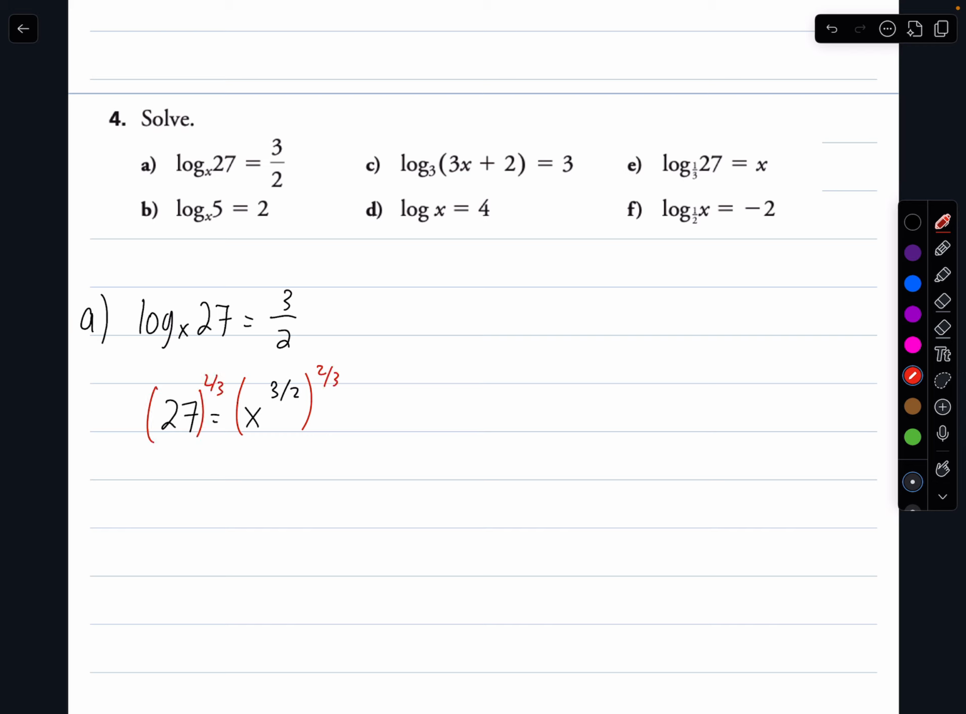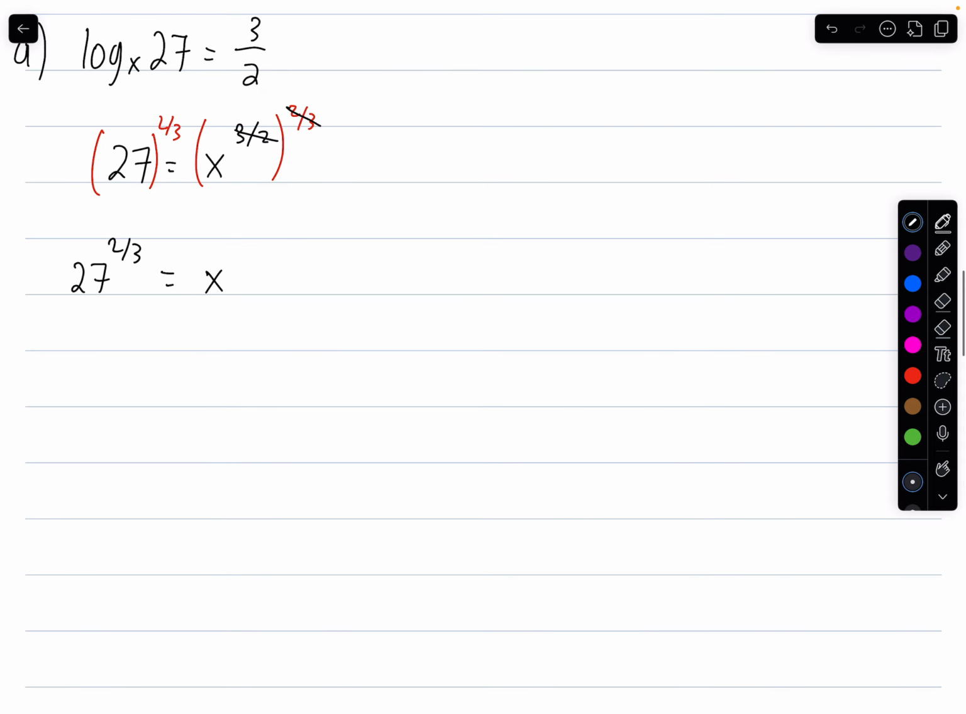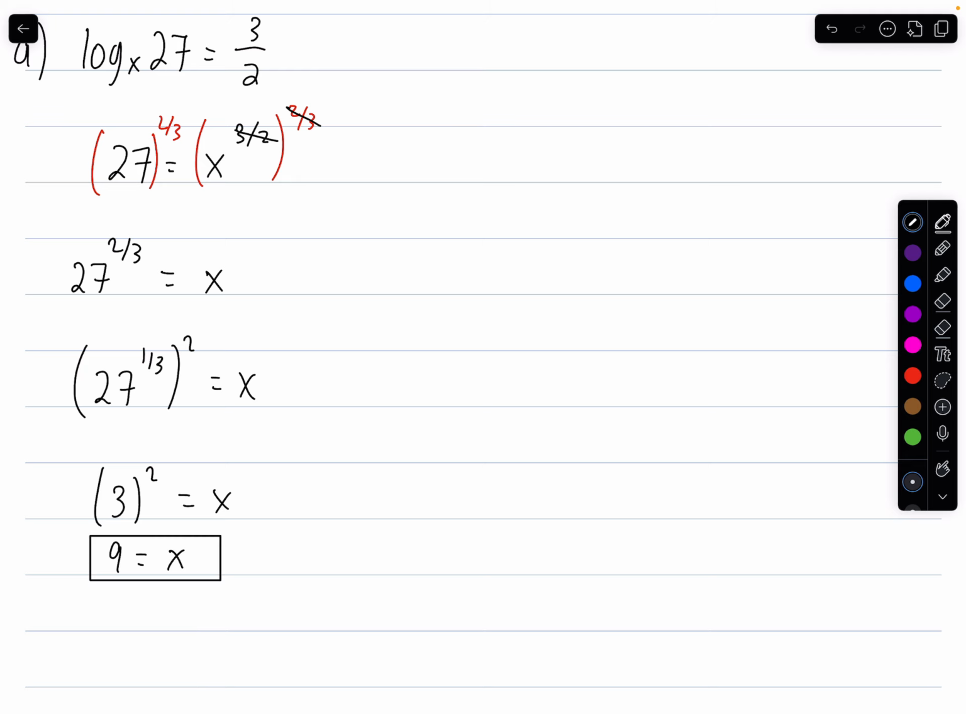So when I do this, what ends up happening is the 3 over 2 and the 2 over 3 cancel each other out, so I'm just left with x. And then here, I have 27 to the 2 over 3. Now 27 to the 2 over 3 is the same thing as saying 27 to the 1/3 squared. And 27 to the 1/3 we know is 3. 3 squared, and 3 squared is 9. So this is how we would do the first one.